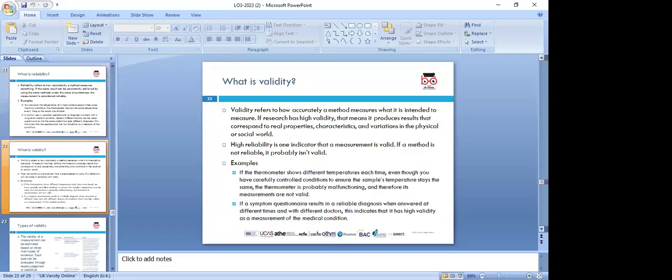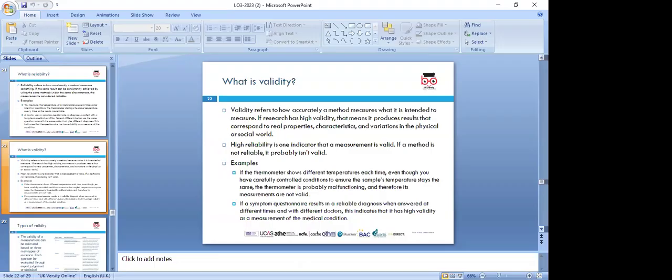Validity is the accuracy of a method: does it measure what it is intended to measure? If a research has high validity, it means it produces results that correspond to real properties, characteristics, and variations in the physical or social world. High reliability is one indicator that a measure is valid. If a method is not reliable, it therefore cannot be valid. Okay, a method that is not reliable cannot be valid. Anything that is not reliable cannot be validated.